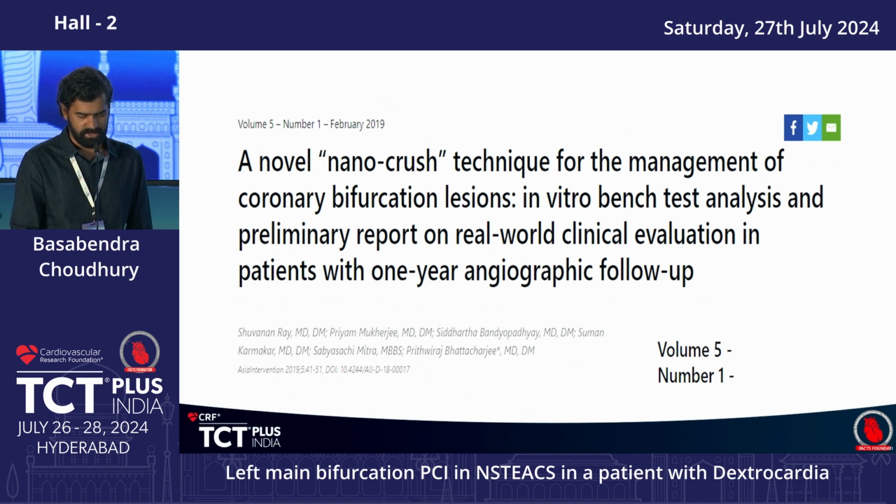We know that the nano-crush technique is a novel technique for the management of coronary bifurcation. So there was a paper published from our institute. Dr. Shubhanand Ray was the principal investigator. An in vitro bench test was done, and the clinical follow-up as well as angiographic follow-up after 1 year showed very good results, which was comparable to the other bifurcation techniques which we have, if we compare the data.